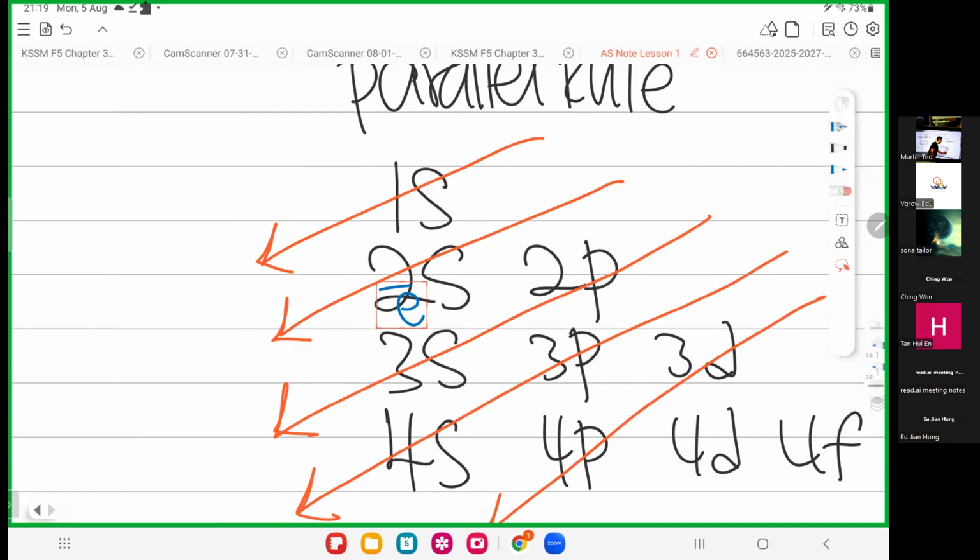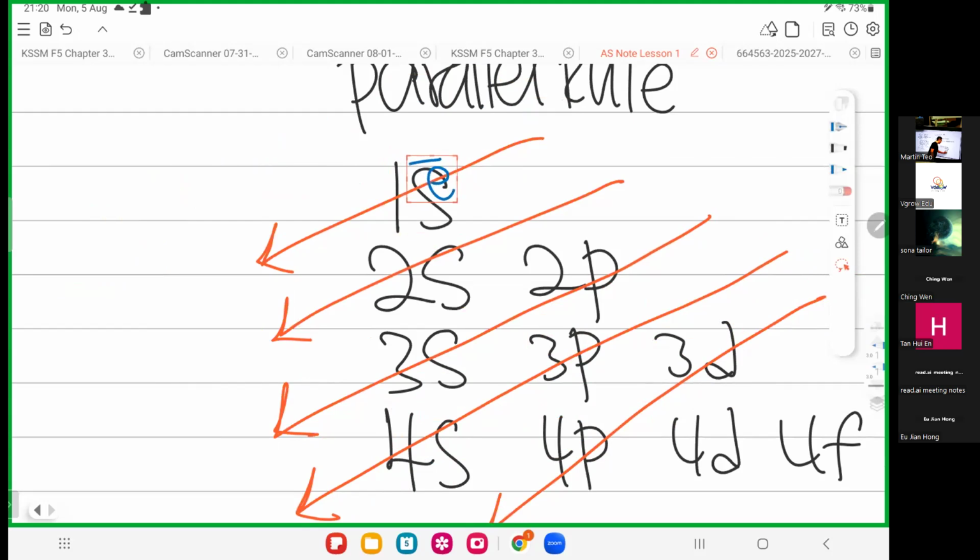Follow the arrow, then you go to 2p. After the 2p is full, you put the next person to 3s. After 3s is full, you put the subsequent person to 3p. After 3p is full, you put the subsequent person to 4s. Then after 4s is full, you put the subsequent person to 3d. After 3d is full, you put the next person to 4p. So you must follow this rule. This rule tells the sequence. You cannot be so random, like putting these two at 4s, then the next two at 1s, then the next few at 3p. Cannot be so random.